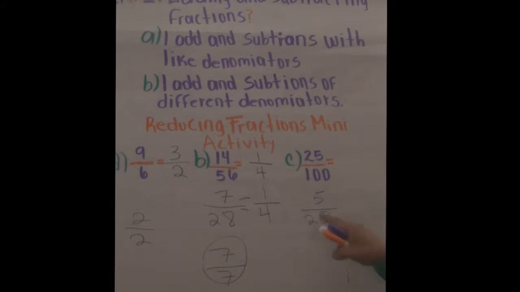Can I reduce this anymore? Yes. 5 divided by 5 is 1. 20 divided by 5 is 4. So this is 1/4.